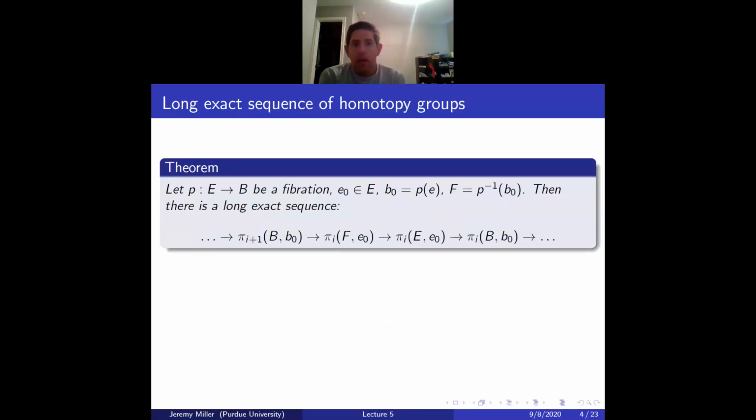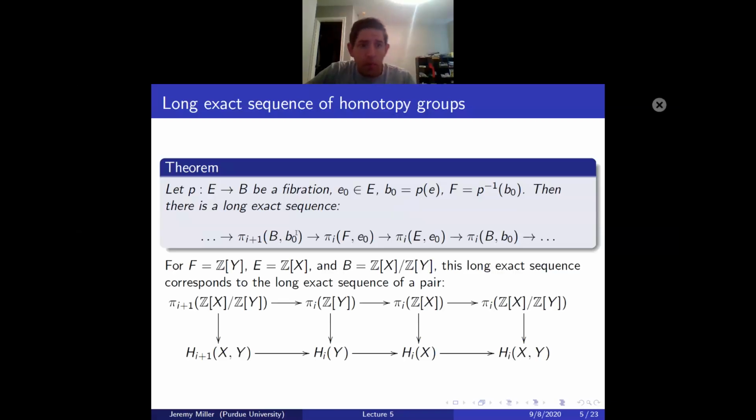Okay, and so one nice property of fibrations is, if a map's a fibration and you let F denote the fiber over a point in the base, you get a long exact sequence of homotopy groups. And we're going to hope to apply it to the case where E is the free abelian group on X, and B is the free abelian group on X mod the free abelian group on Y.